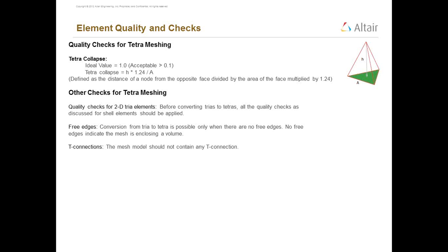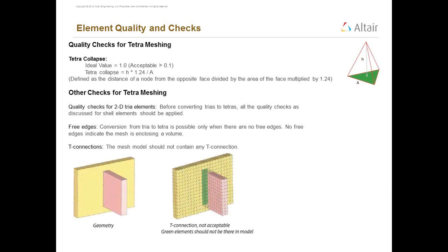T connections. A mesh model should not contain any T connections for Tetra meshing, as you can see here. This is the geometry. T connection not acceptable. Green element should not be there in the model. No T connection, corrected mesh.